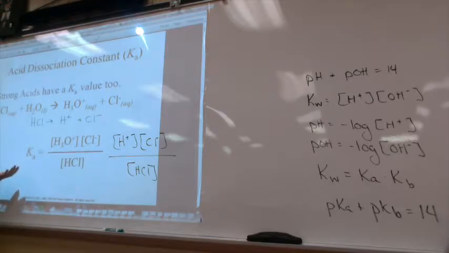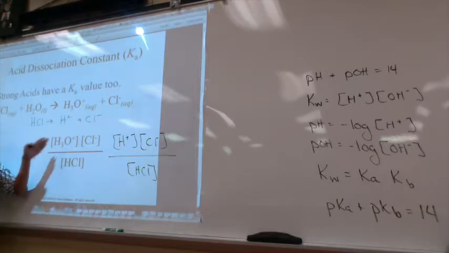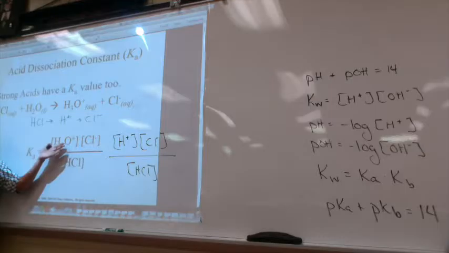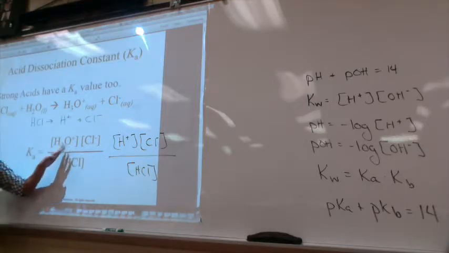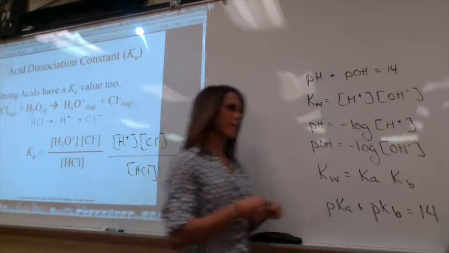So you do end up with a Ka value because it still is products over reactants, but we would assume that there's almost nothing left of the reactant. So it's completely product favored, and you would have a really large number of your species in that solution.